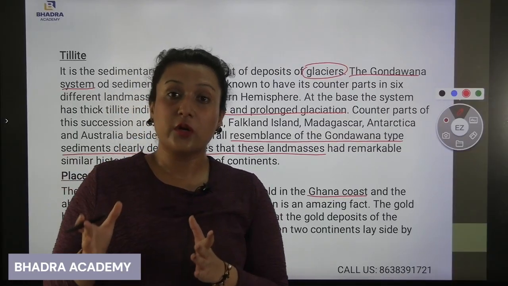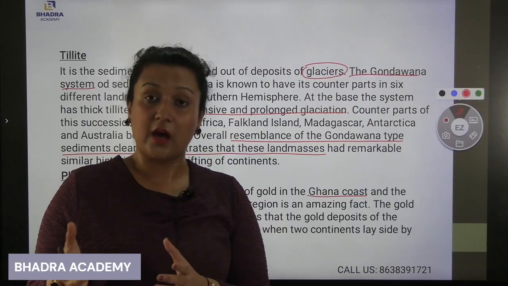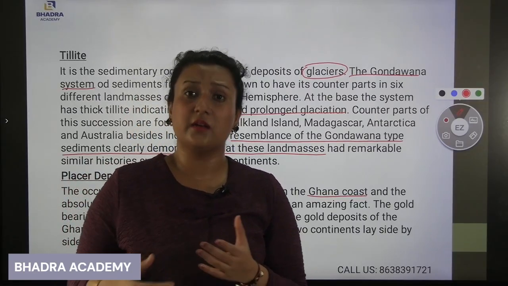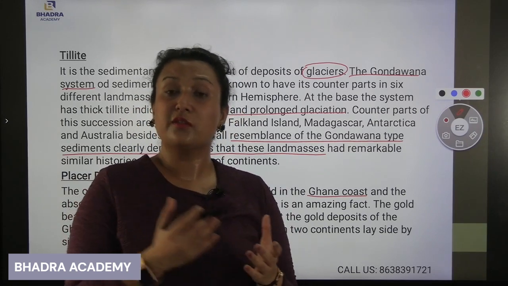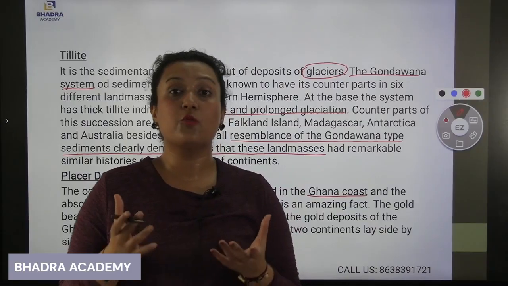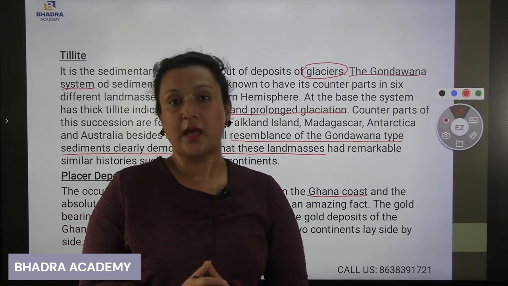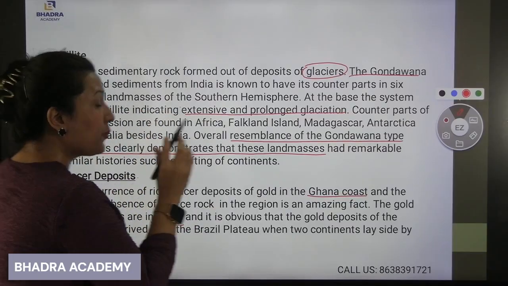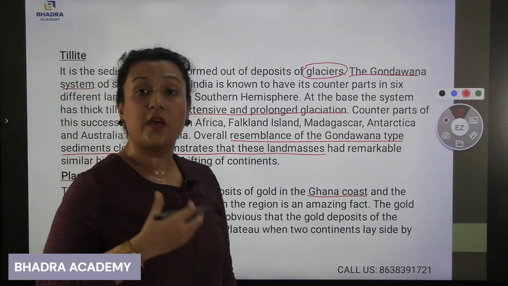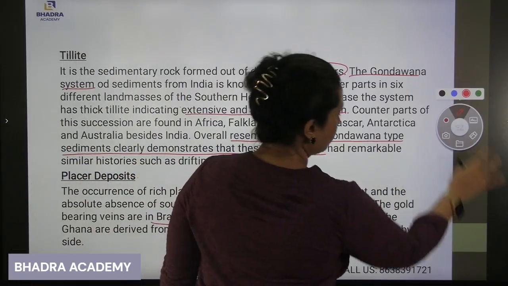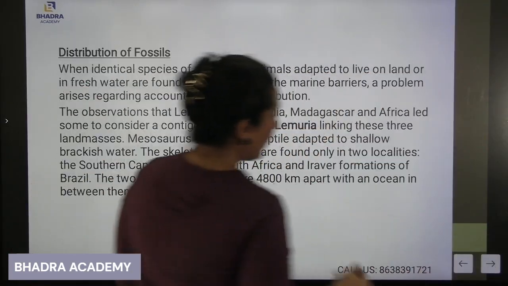But on the Ghana coast, the gold is being extracted. Now, how is the gold being extracted if there are no source deposits? The source deposits are found in Brazil itself. You see, there is quite a link between South America and Africa. So here we can say that with the help of placer deposits also we can find evidence of the continental drift. I hope this is clear.